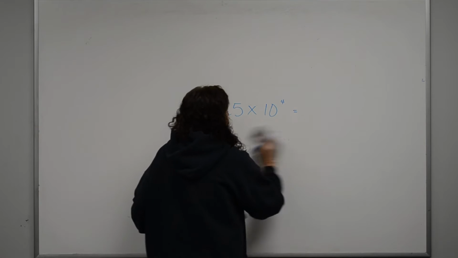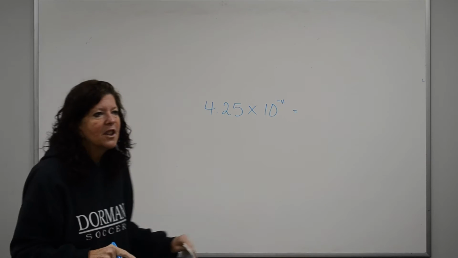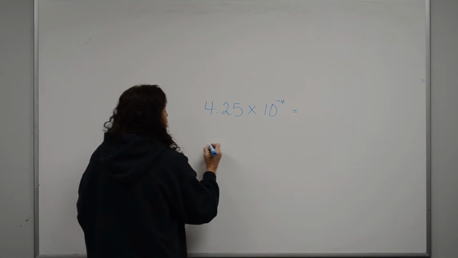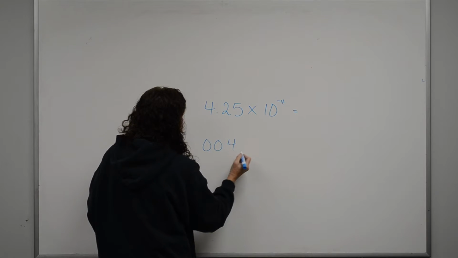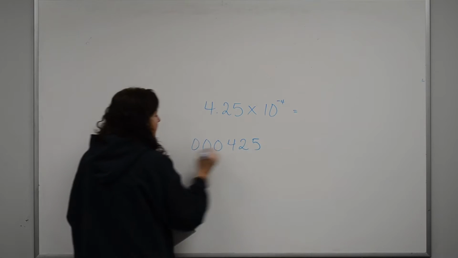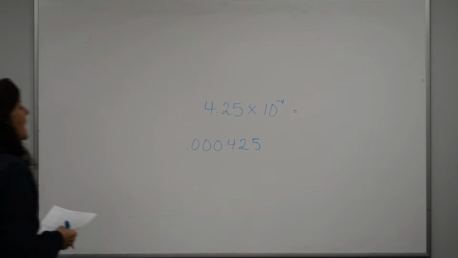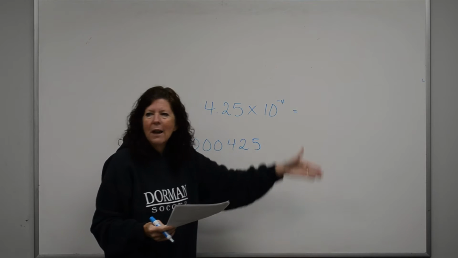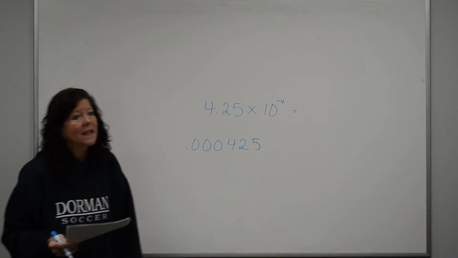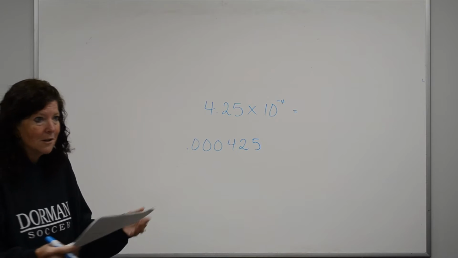If, however, I had a negative there, what would I do? I'd move it the other way, because a negative exponent makes it a smaller number. So I move it to the left, and I still have to put in zeros. 1, 2, 3, 4. But I've got to put my decimal at the front so I know where the decimal lands. If the decimal is at the end of the number, I don't have to write it; it's understood to be there. But if it's at the beginning of the number, it has to be written so I understand where it is. Otherwise, I assume it's at the end.